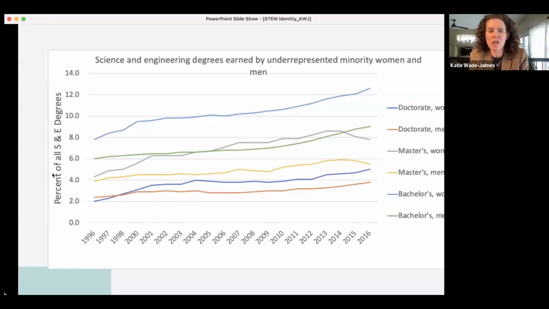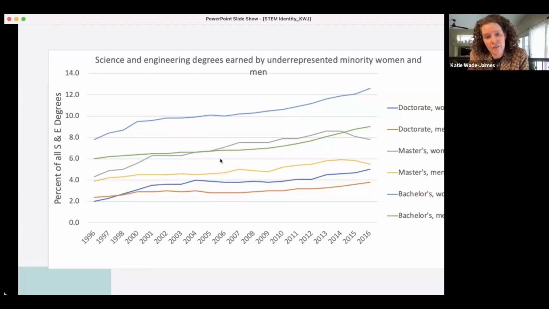And it's looking at, out of all of the science and engineering degrees, what percent of those degrees are earned by groups that are underrepresented in STEM fields? And if you look, these top two lines are the bachelor's for both women and men. And then we have our master's degrees, and then we have our doctorate degrees. And you can blur your eyes a little bit, and you can see, okay, generally from 1996 to 2016, there's an upward slope for these lines. So the message that you might get from this is, okay, I guess we're doing an okay job. We're increasing the percent of all science and engineering degrees that are earned by underrepresented women and men.